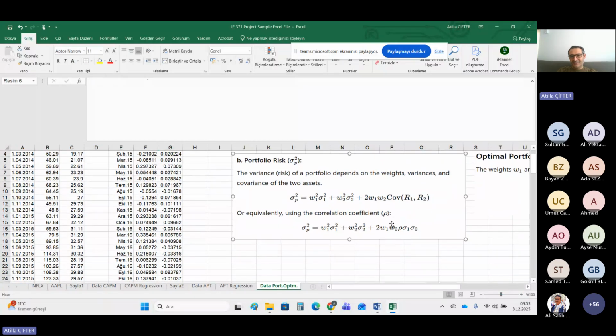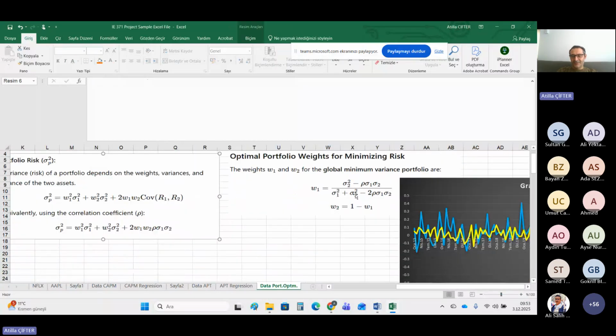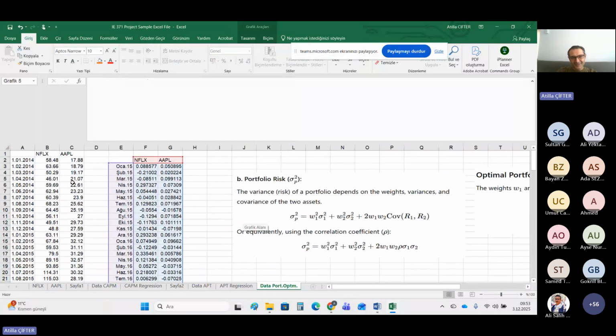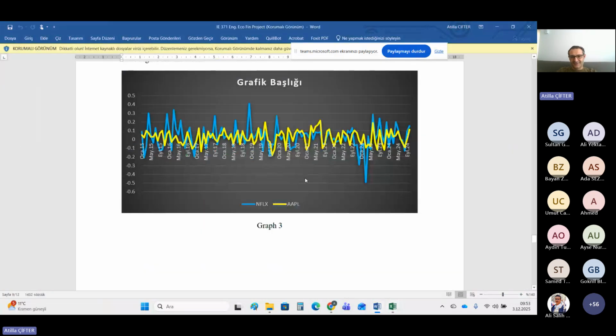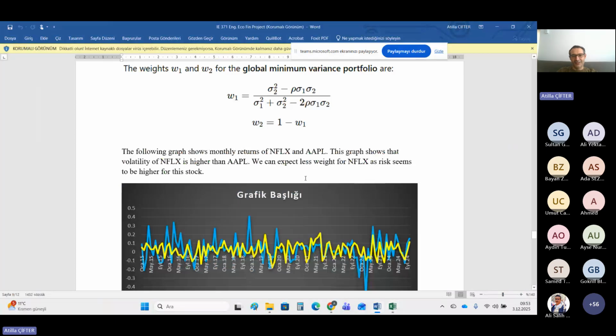Then here you can see we have formulas. And this is the graph. You can see it is taken from here. When you just paste your own stock prices, it already provides the graph. So you take the graph and paste it. Okay, and then continue to evaluate.